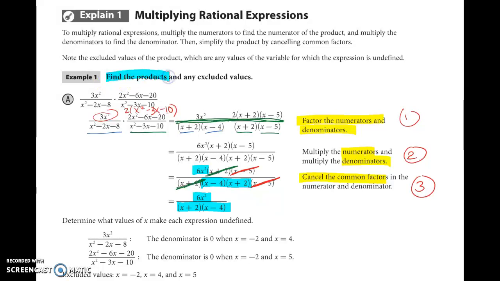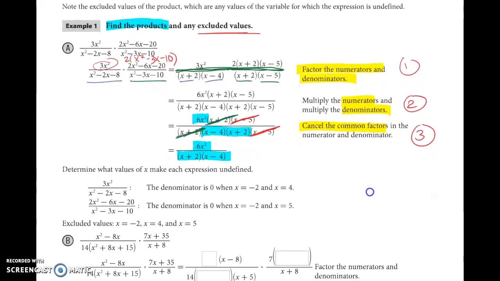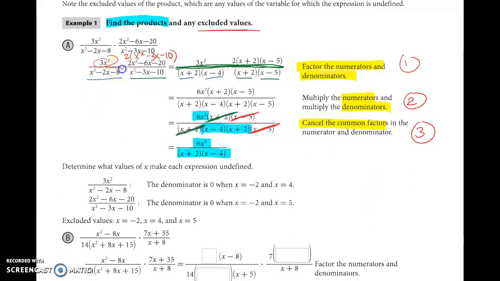Now we did the first part. We found the product. We have yet to find those excluded values. If you remember, the way we find our excluded values is we take our denominators and we set them equal to 0. And so that's what they're doing here. Our denominator here, if we actually look at the factored form of it, we had x plus 2, x minus 4, and if we set those equal to 0, that's how we got these right here.